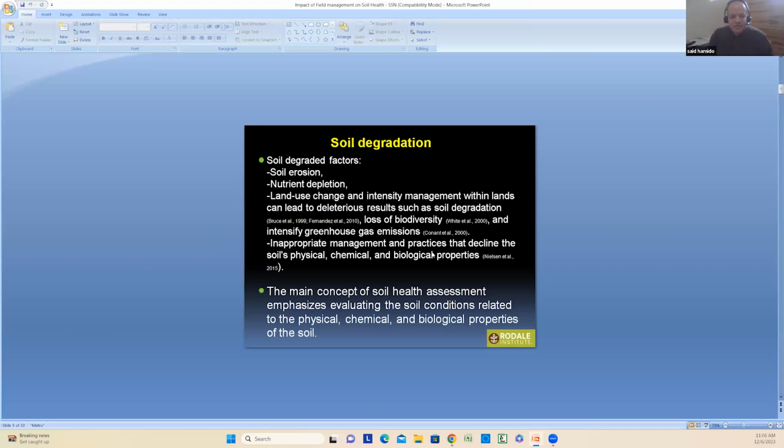Factors impacting degradation included soil erosion, nutrient depletion, or land use change. The main concept for soil health assessment is to try to gather as much information or analysis from the soil as possible, to be able to put all of them in one assessment to determine the quality or the progress of soil: whether it is increasing the soil quality, improving quality, or degrading the soil.